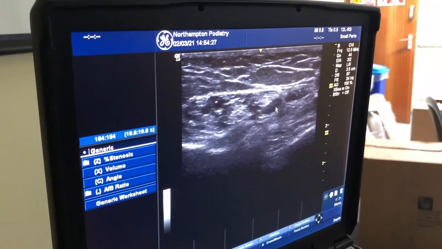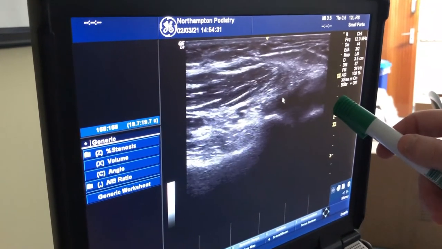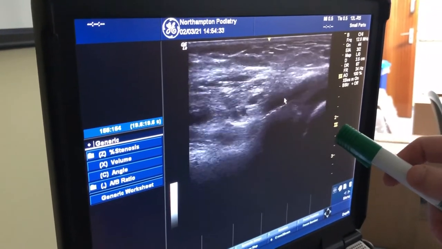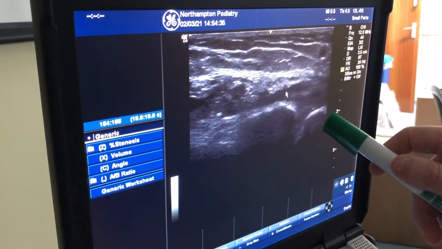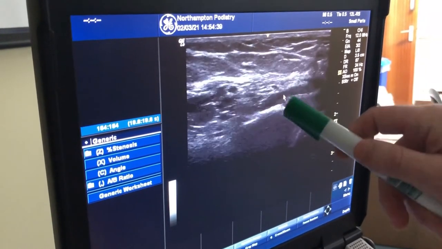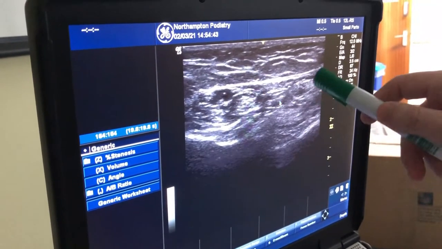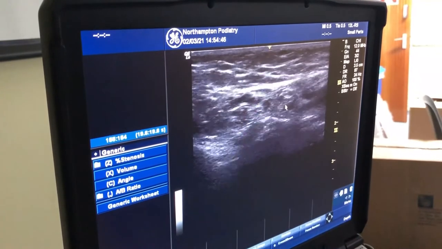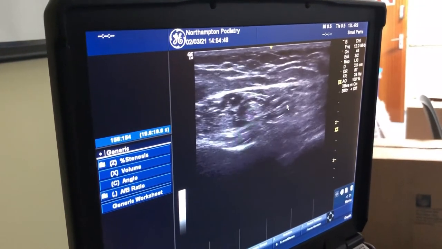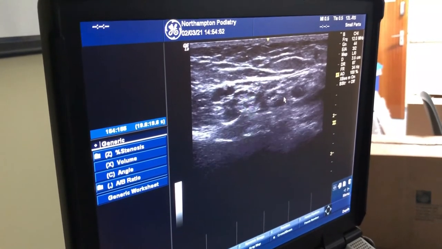So if you wiggle it backwards, see how they've gone dark and now they've gone lighter? And then go back the other way. I know you moved a little, but that's good. So you can see there's actually a little ring of fluid around. There you can see perfectly, a little ring of fluid. This is what we call a synovial sheath that allows that tendon to slide backwards and forwards.